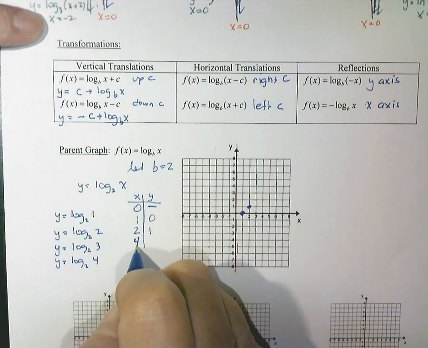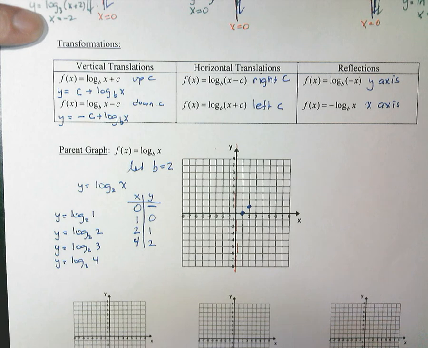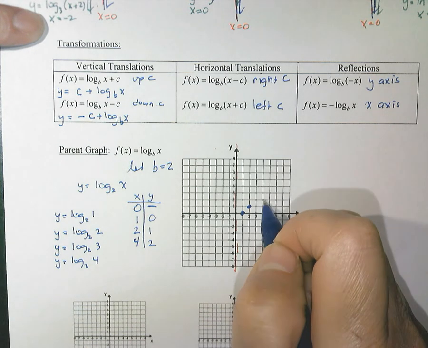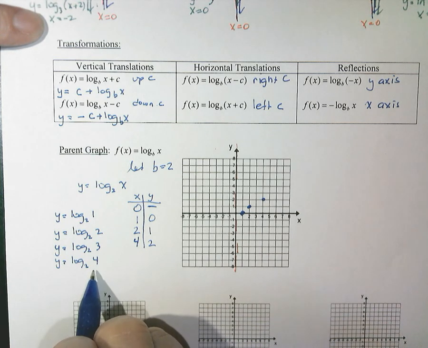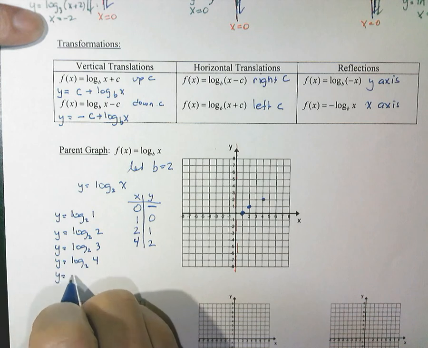So 4 is the x, 2 is my exponent. So I'm going to plot the point 4, 2. And if I did this again, I would skip 5, 6, 7. The next one that's going to be a nice number is 8.